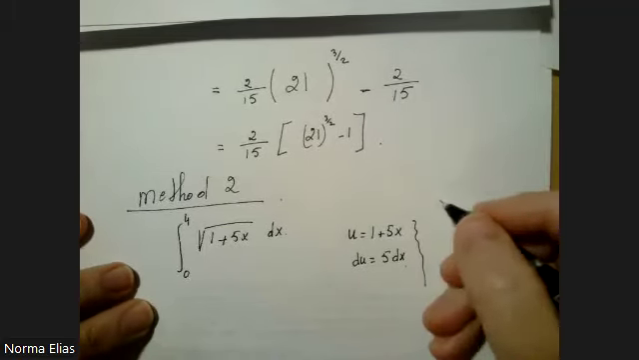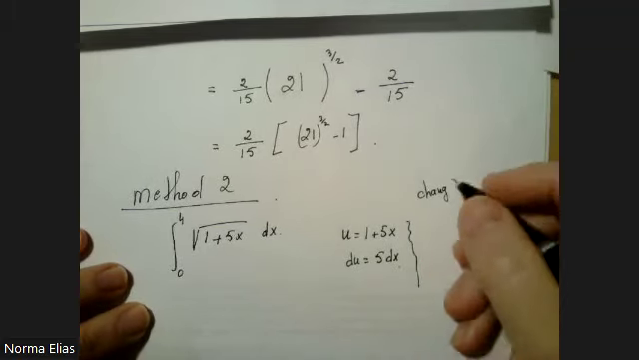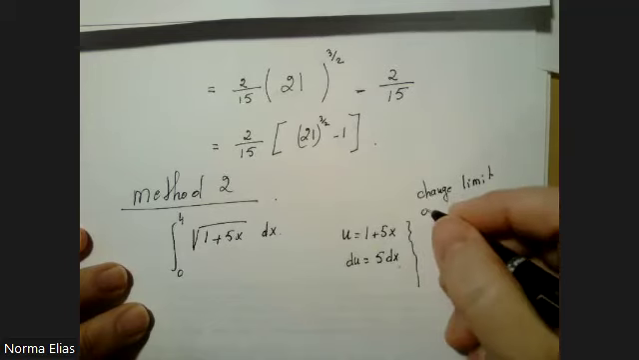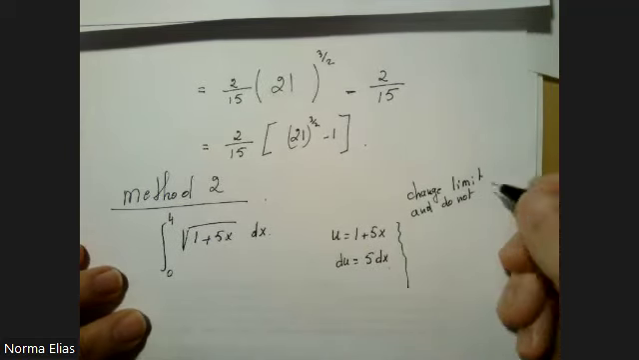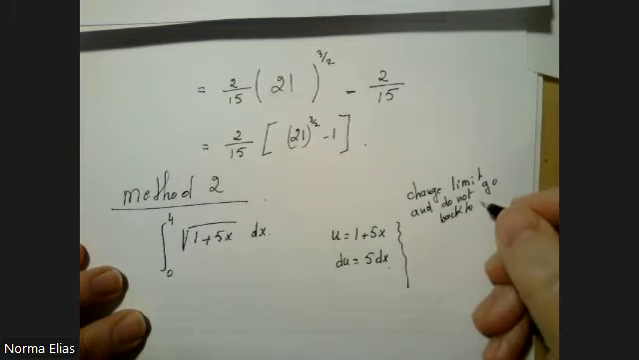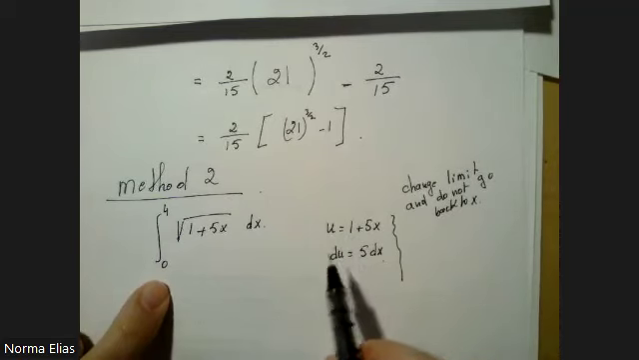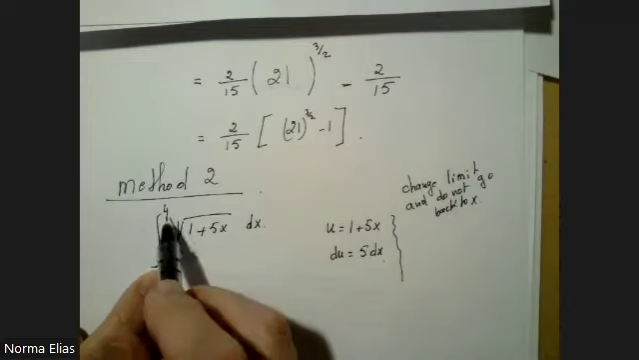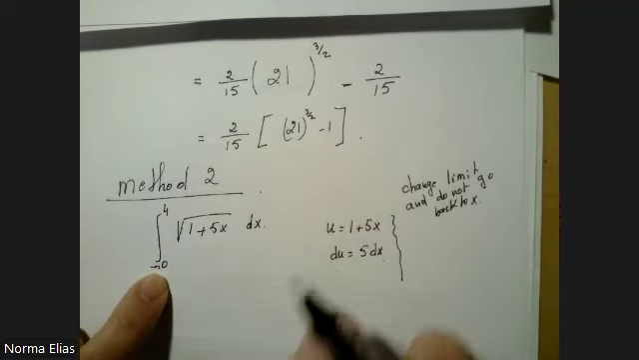The change is going to be at this stage. We're going to change the limit, and never go back to x. So I will explain this. And do not go back to x. Okay, what do I mean by that? I mean by this, when you introduce your u, you ask yourself, the limits 0 and 4 belong to x. Now we're going to change them so they belong to u. What do I mean by that?